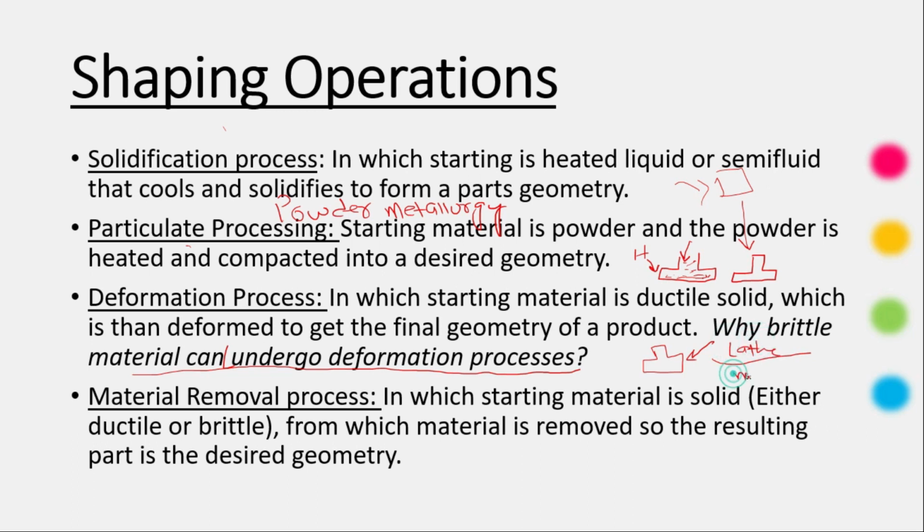Lathe or milling or drilling, use some machining operation to have precise geometry of this material. This one is called the material removal process. So it doesn't alter the geometry greatly, but it changes the dimension of the material. So these four altogether make up the shaping operation. The first one is solidification, then we have the particulate processing, the deformation process, and the material removal process.